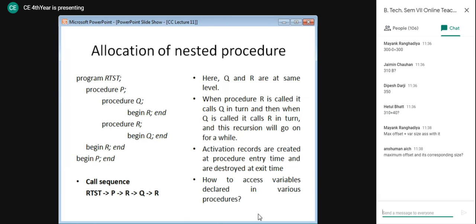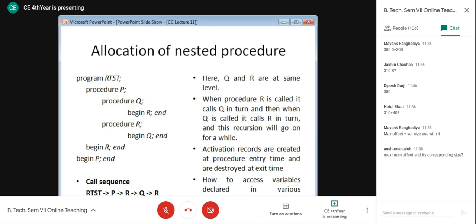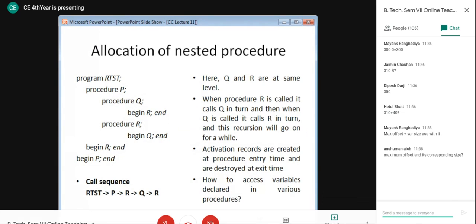Now we are taking a very interesting example of how nested procedures are allocated. First and foremost, let us try to understand the program. This is once again a new program that we are trying to look at, and its call sequence goes like this. But before we look at the call sequence, let us try to understand the program, how it is nested.